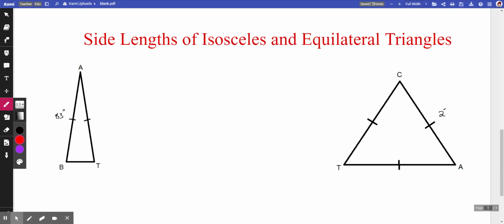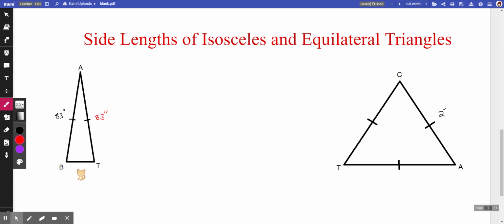All right, sunshines, let's talk about side lengths of isosceles and equilateral triangles. The easy version of this is if I give you a side length and you know that another side is congruent to it, you just copy it over. If I know that this leg of the isosceles triangle is 83 inches, then that means this one is also 83 inches.